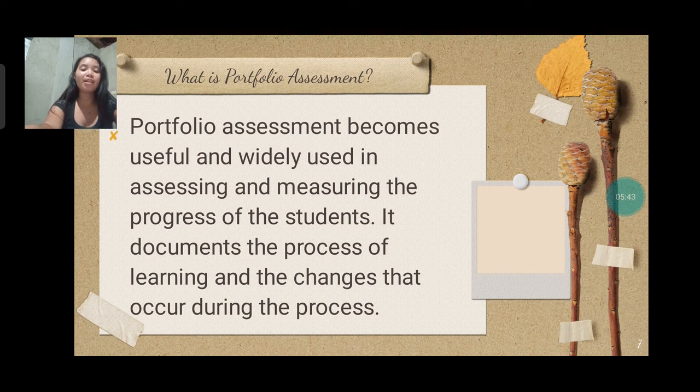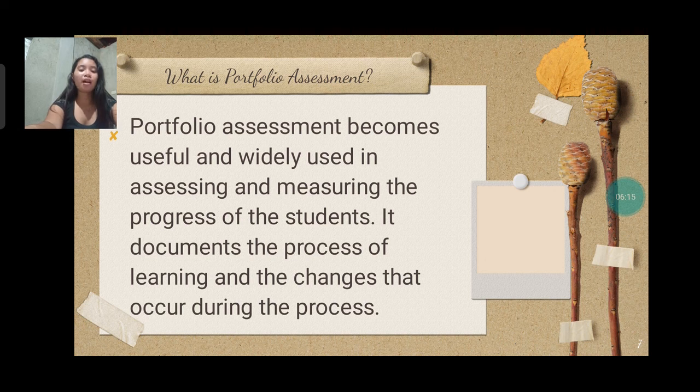Portfolio assessment is not a type of assessment item, but rather a compilation of student work or their best works that can be compiled in an envelope, or something like a short bond paper or a short envelope, or plastic envelope, or a folder.